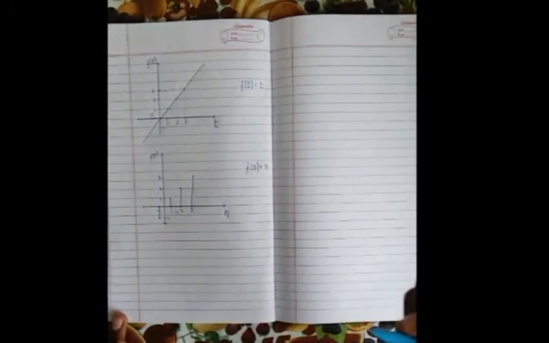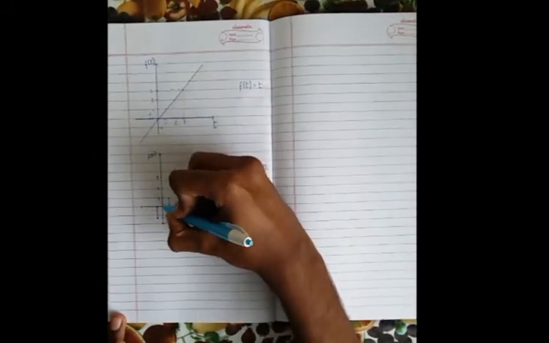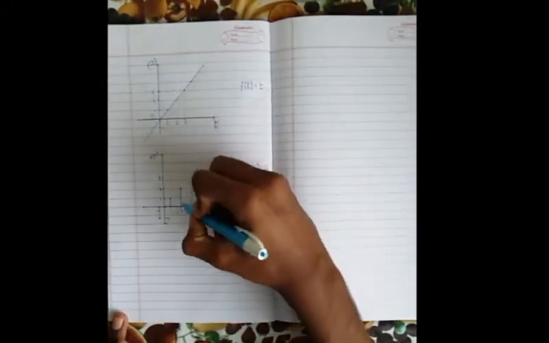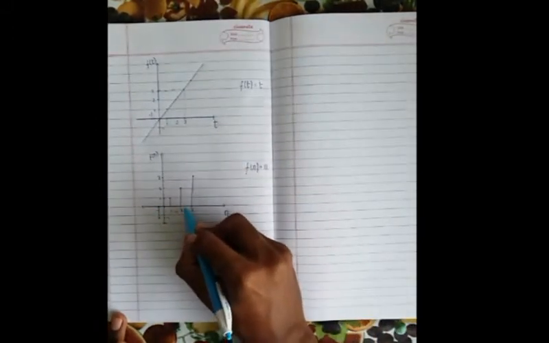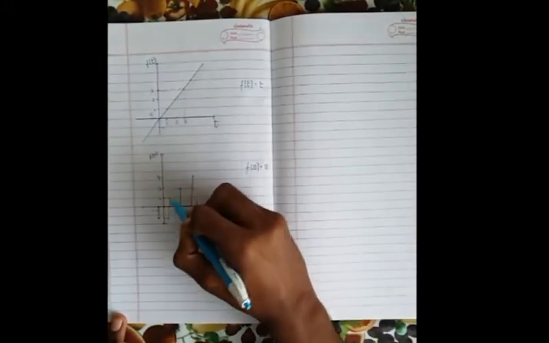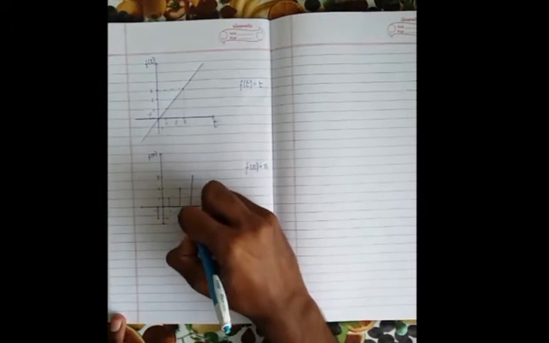Okay, and for 0, it is 0. f of n is equal to n, that is 0. And for none of the values, say between 2 and 3, 2.5, 2.4, you have no values. You have values only for the integers.